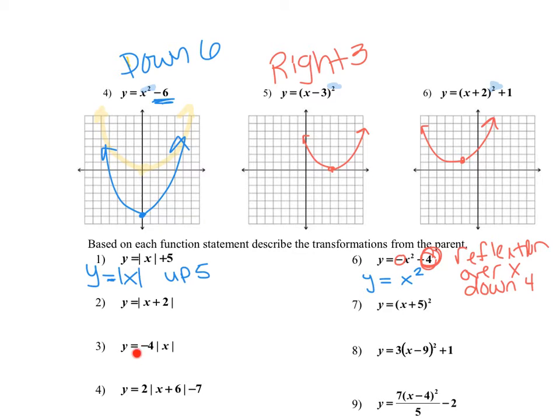The next guy here has a negative and a 4 in front of it. There are two things happening here. The negative is causing a reflection over the x-axis, whereas the 4 is multiplying the absolute value, so it's causing a dilation, which is a vertical stretch by a factor of 4. This guy here has a 3 in front multiplying. There's your vertical stretch by a factor of 3. X minus 9 is on the inside of my parentheses, so that's a shift right 9 units. And it's going up 1 unit because this is outside the parentheses. The parent function of this guy is y equals x squared.